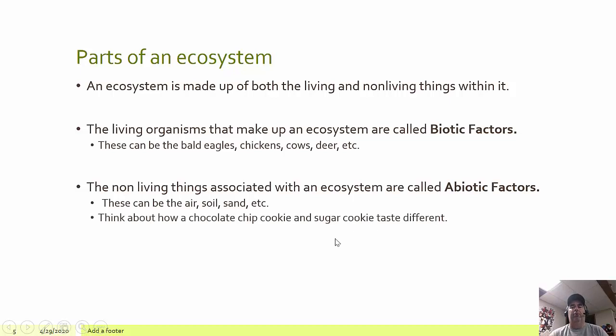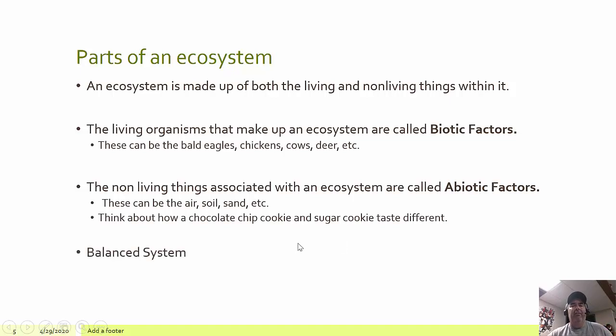Think about a chocolate chip cookie and a sugar cookie. Both are labeled as cookies. But again, think about the different tastes. You've got the chocolatey taste. Maybe you've got more of a buttery taste. A sugar cookie, you've got that sugar on top. So again, each one is going to be a little bit different from one another, and each of these makes up that uniqueness of it.